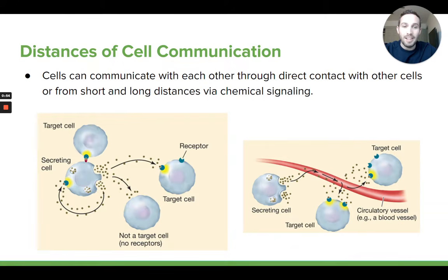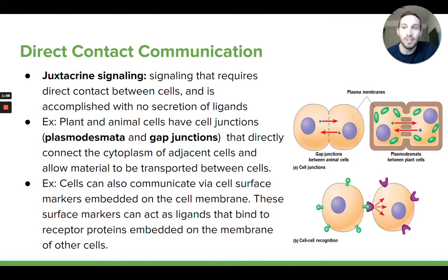And so like I said, cells can communicate with other cells that are either very close, and we call that short distance communication, or cells that are very far away, which would be long distance. So we're going to start with cells that are close to each other. There's one type of signaling that involves cells actually coming into direct contact with one another, and that's called juxtacrine signaling. That is whenever one cell is communicating with another cell, and it relies on them being in physical contact with one another.